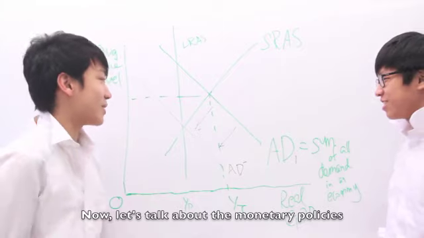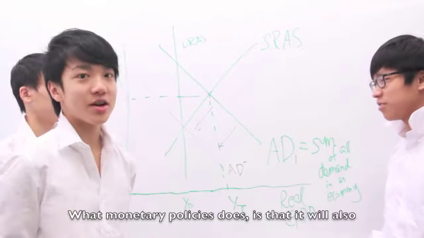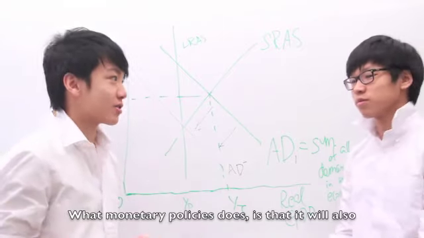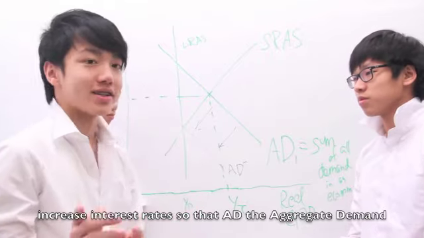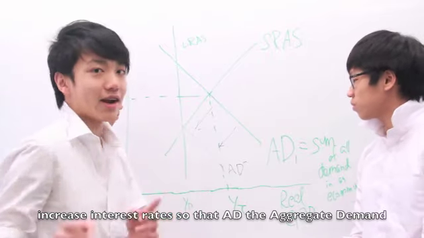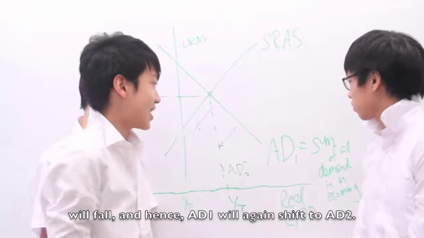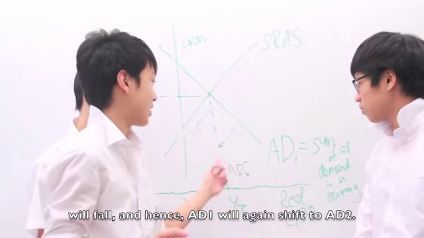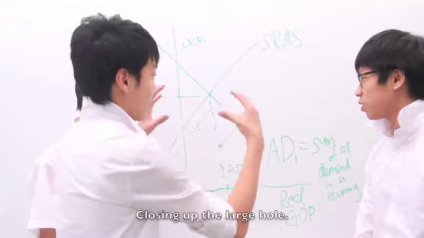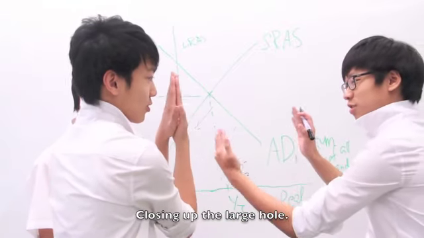Now, let's talk about monetary policy. What contractionary monetary policy does is that it will increase interest rates so that the AD, the aggregate demand, will fall. And hence, AD1 will again shift to AD2, closing the gap.